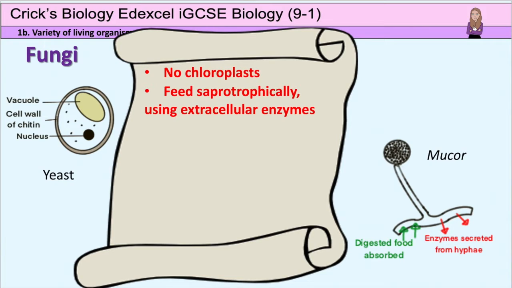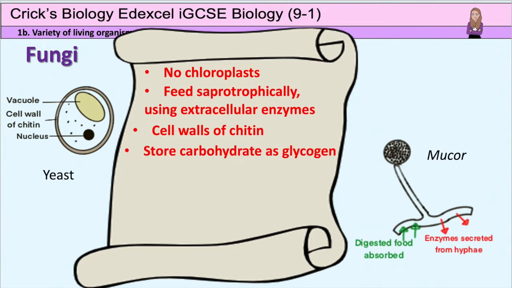Because the digestive enzymes are secreted out of the cells, they are known as extracellular enzymes. Like plant cells, fungal cells have cell walls, but they are not made of cellulose like in plants. Instead, they are made of a substance called chitin. The cells can also store carbohydrate, and they use glycogen for this, like animal cells.